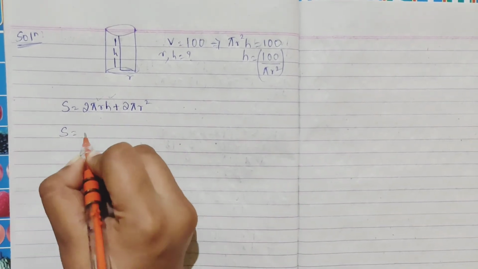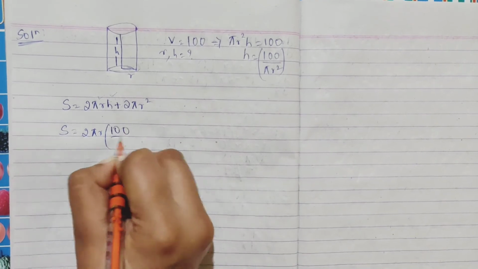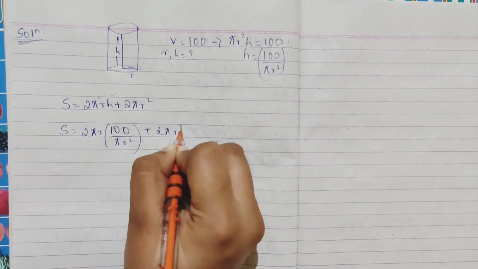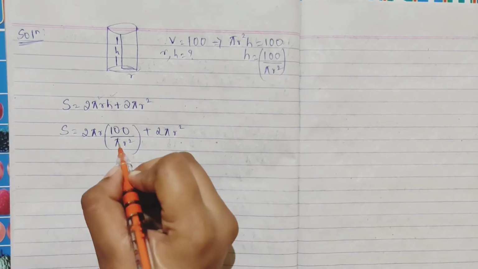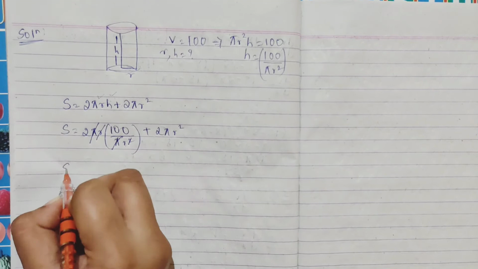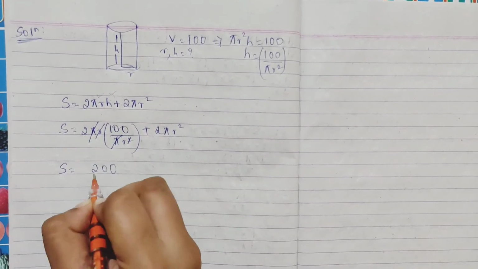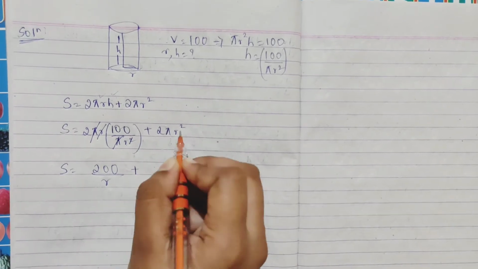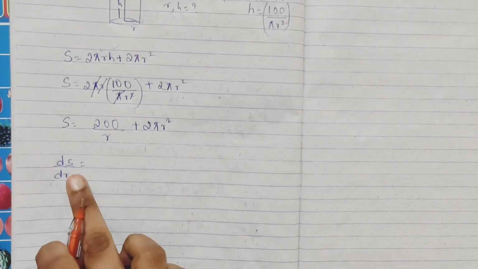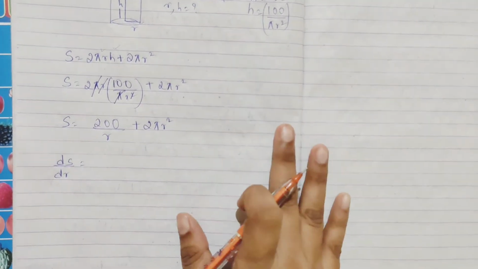So what we'll get? 2 pi r, and h value is 100 by pi r square, plus 2 pi r square. Okay, so from here pi cancels, and one r and one r cancel. So you have 2 into 100 is 200 by r, plus 2 pi r square. Now we are differentiating with respect to r, because only one variable is there, so obviously we will differentiate with respect to that.